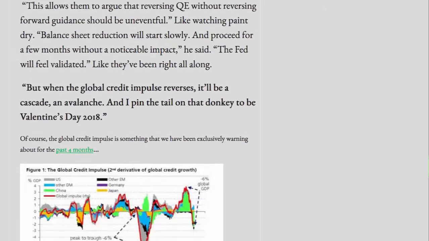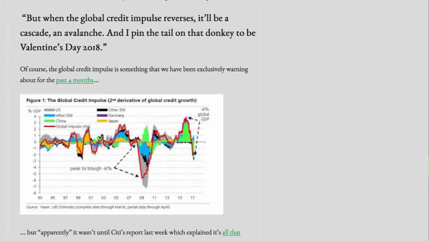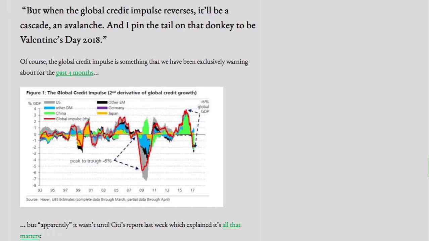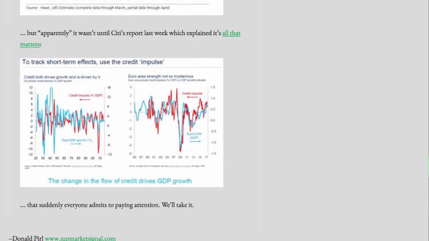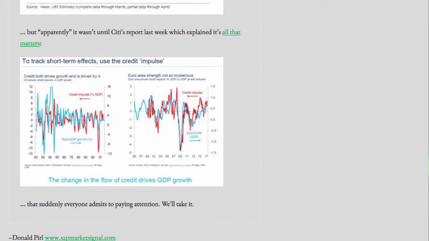But when the global credit impulse reverses, it'll be a cascade, an avalanche, and I pin the tail on that donkey to be Valentine's Day, 2018. Of course, the global credit impulse is something that we have been exclusively warning about for the past 4 months, but apparently it wasn't until Citi's report last week which explained it's all that matters, that suddenly everyone admits to paying attention.